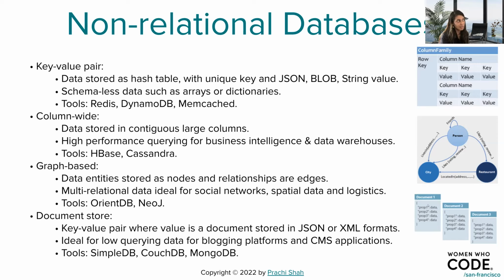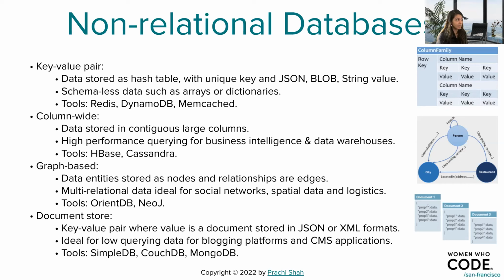Usually key value databases are used for caching. So you want to store some very quick, short information that can be cached and quickly read. So Redis and Memcached are ideal databases for caching. That's the majority use case. Column-wide databases store data in contiguous large columns. If you see on the right, the first diagram is a column family. That's how this is structured. This is slightly different from your very traditional row column database, where you have contiguous large columns that persist a lot of data, and these are called column families.